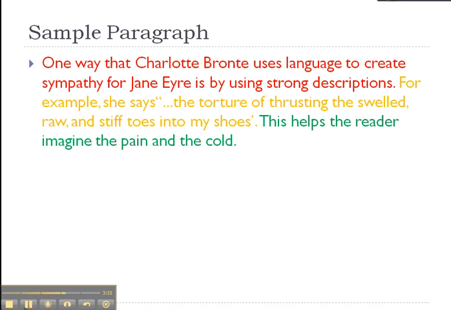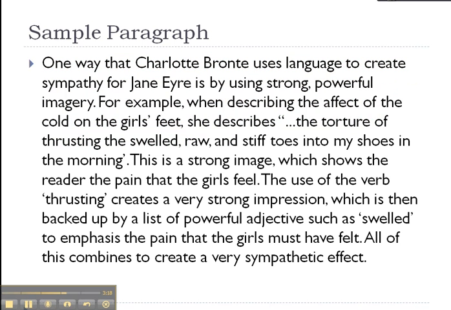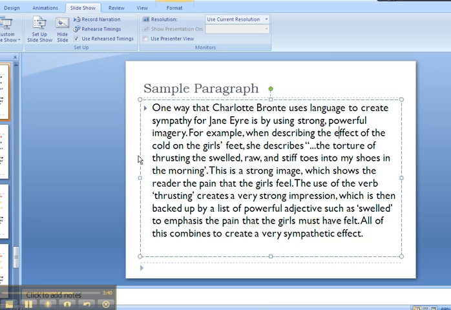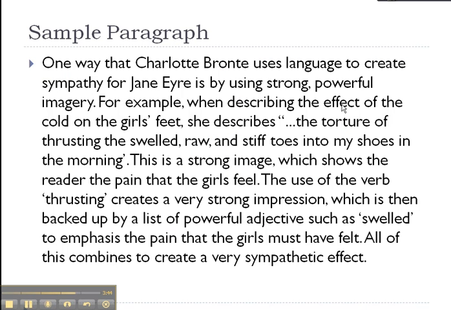So let's have a look at a paragraph where the writer has explored excellence. Okay, one way that Charlotte Bronte uses language to create sympathy for Jane Eyre is by using strong, powerful imagery. Notice they've used imagery, which is maybe a step above just saying description. It's a bit more technical. For example, when describing the effect of cold on the girl's feet, she describes the torture of thrusting the swelled, raw and stiff toes into my shoes in the morning.